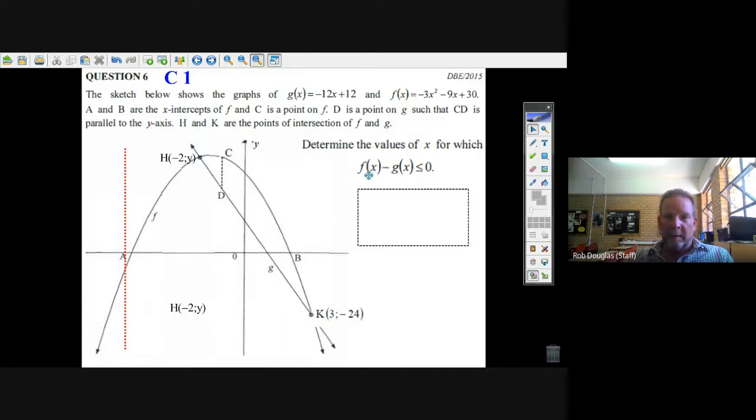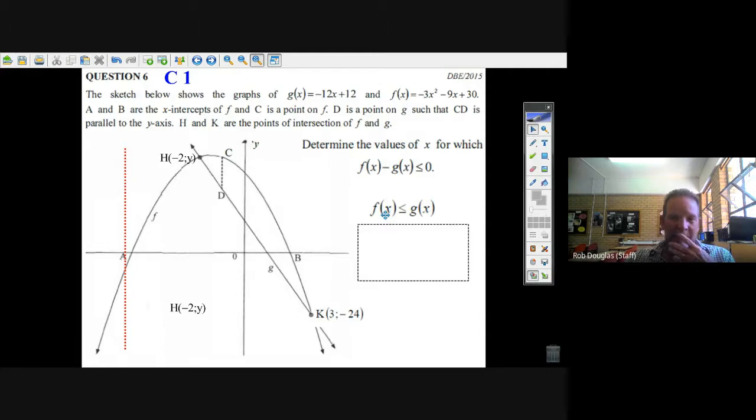They say, find the values of x for which f minus g is greater than or equal to 0. Well, that's a little bit hard to think about, but if you just add g to both sides, then it's easy to think about. They're saying, where is the parabola, that's the function f, where is it less than or equal to the line? Where does the parabola go below the line?